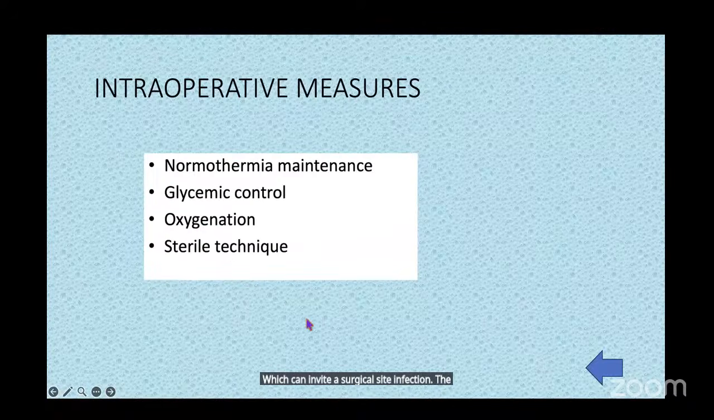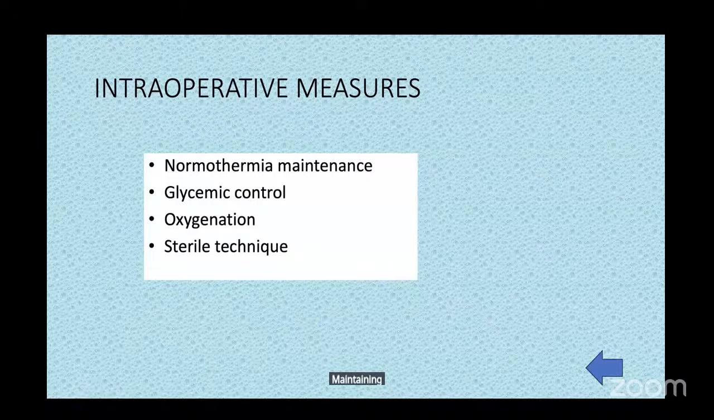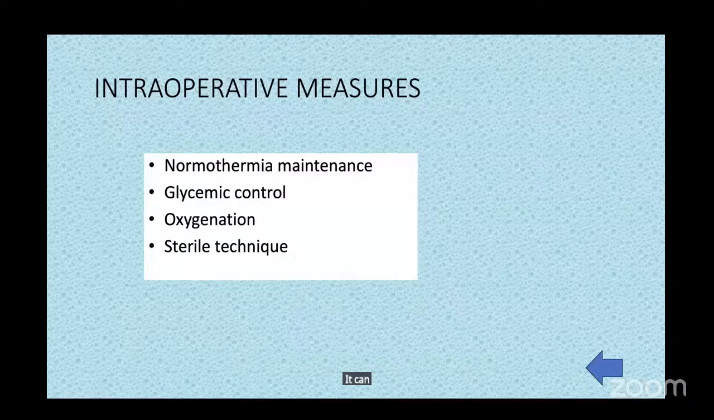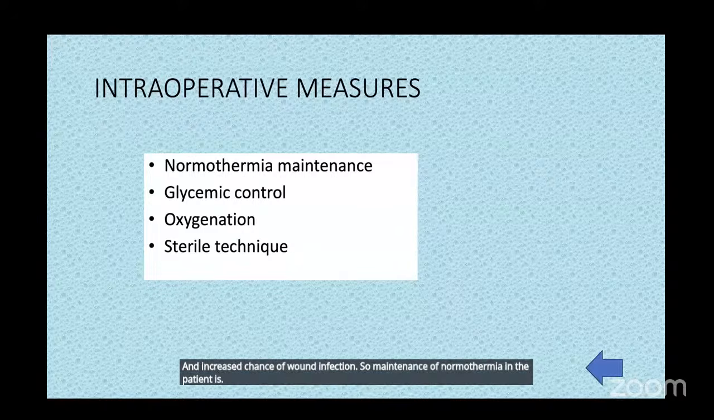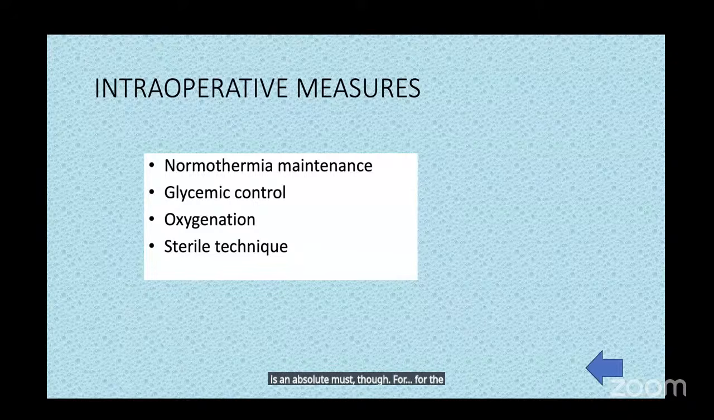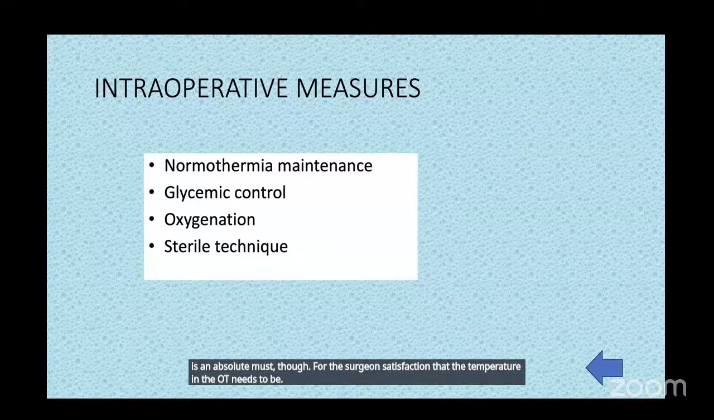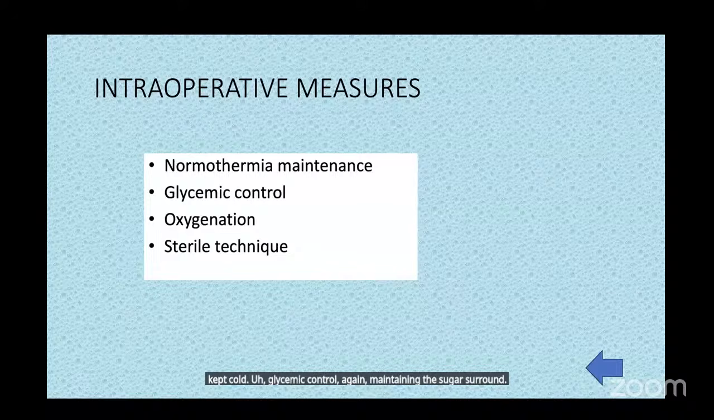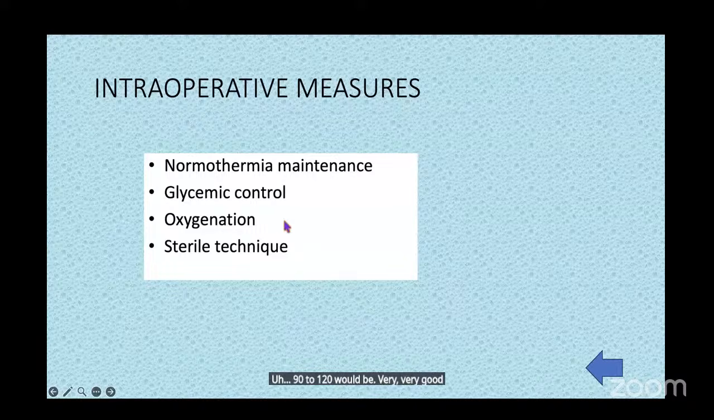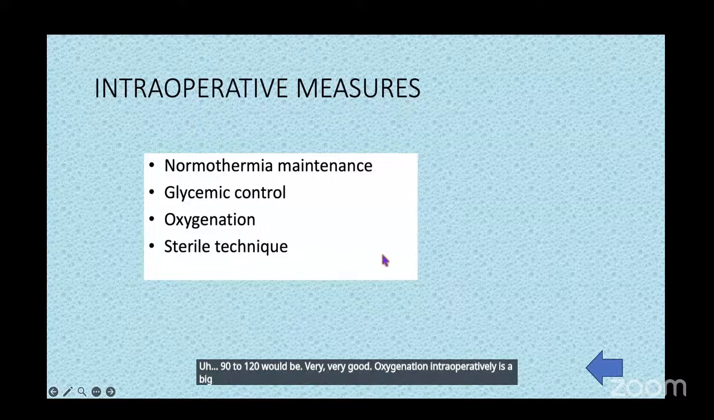The fourth measure is the intraoperative measures, maintaining normothermia. Hypothermia actually reduces immunity. It can reduce the blood flow, cause defective healing, and increase chance of wound infection. So maintenance of normothermia in the patient is an absolute must. Though for the surgeon's satisfaction, the temperature in the OT needs to be kept cold. Glycemic control, again, maintaining the sugars around 90 to 120 would be very, very good. Oxygenation intraoperatively is a big requirement, and sterile technique.